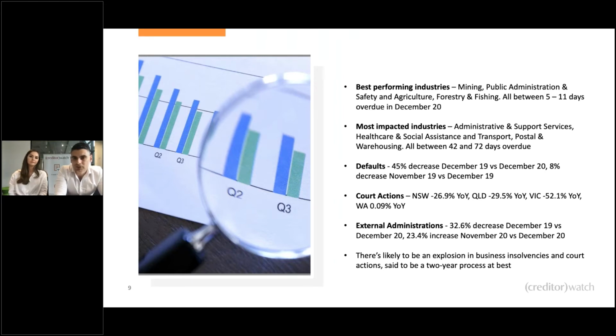It's also been noted by our very own chief economist, Harley Dale, that there's likely to be an explosion in business insolvencies and court actions, and it's said to be about a two-year process at best, which is something to note there.